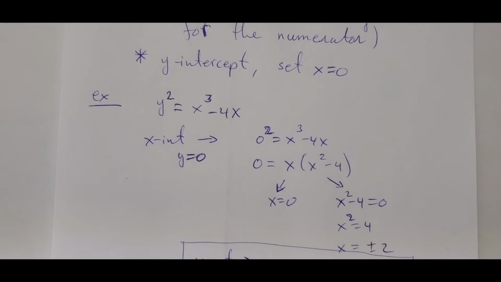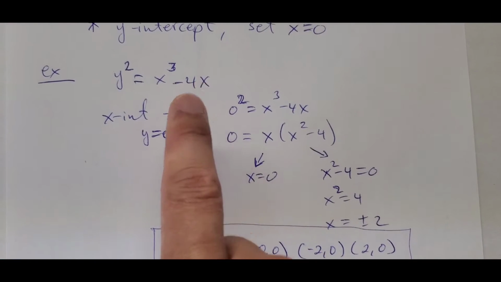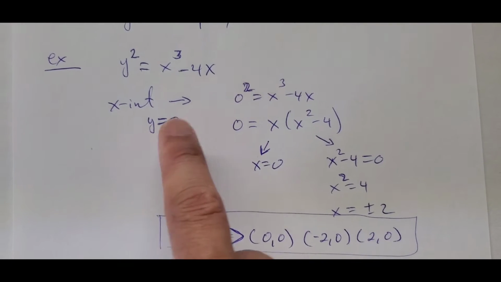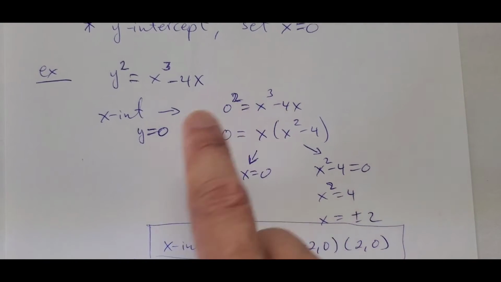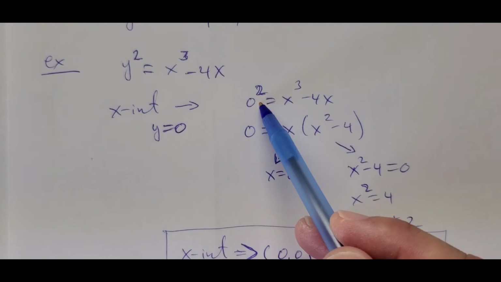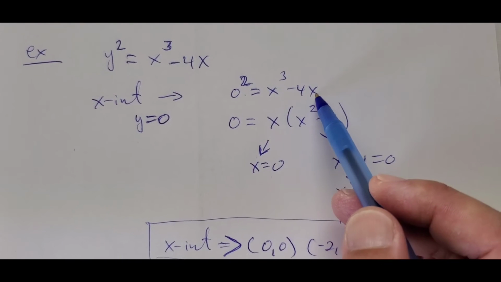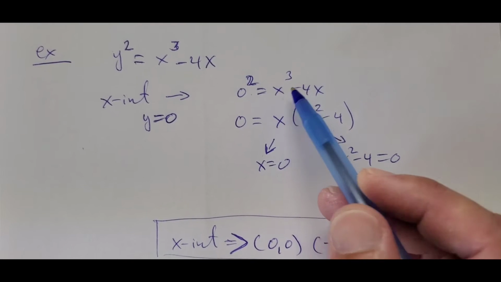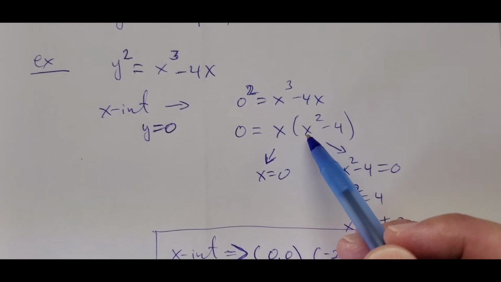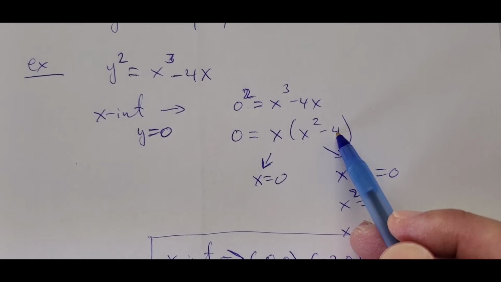So here is an example. I have y squared equals x cubed minus 4x. To do the x-intercept, you let y equal 0. So put 0 in for y. So 0 squared is just 0. Next, you have to factor out the x. So here's 1x, and when I took out 1x, I should have x squared left. When I took out the x, I should have minus 4 left.